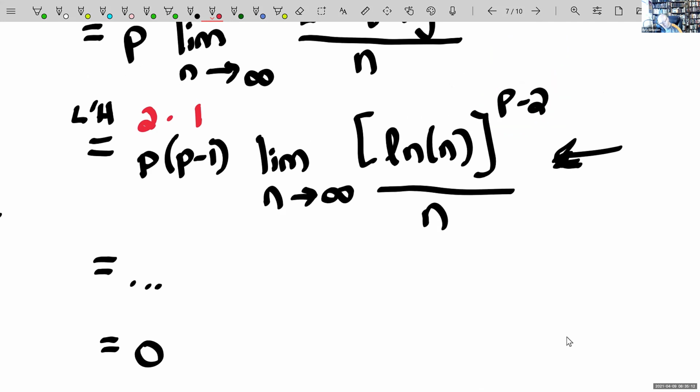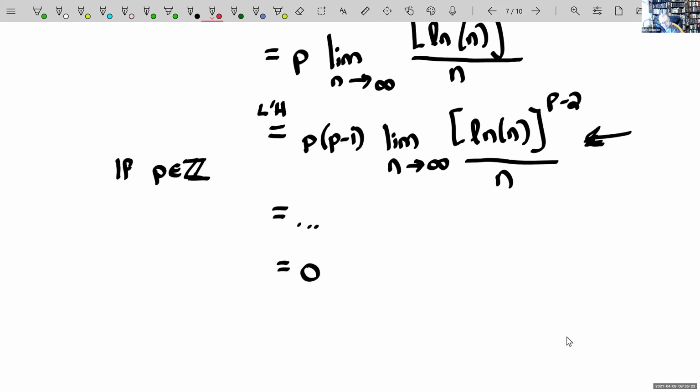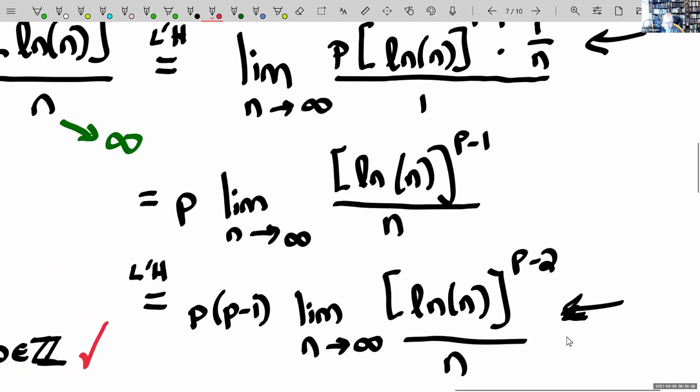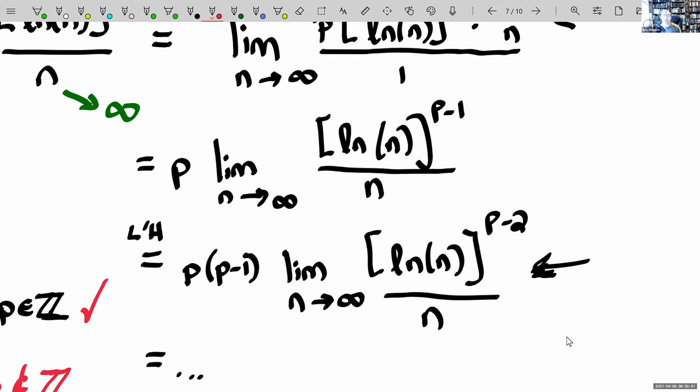If, on the other hand, let's just pretend p was not an integer, I want to again convince you that this will end up being 0. Why? If p is an integer, we've done that. If p is not an integer, it'll still converge. Why? Because pretend for a moment that the original power was not an integer. It's still positive, but let's pretend the original power was 3/2. Well, then this would be a 1/2, right? And this would be a negative 1/2.